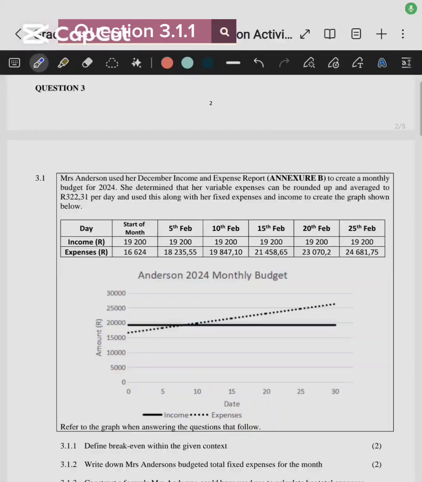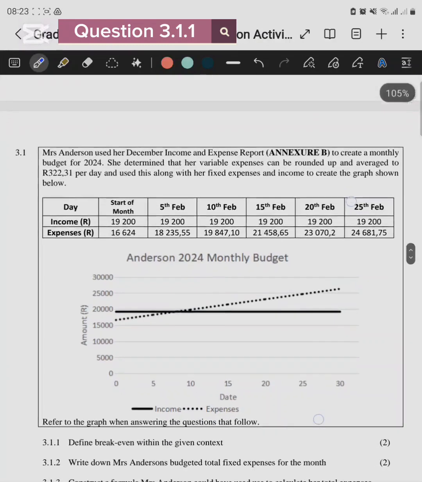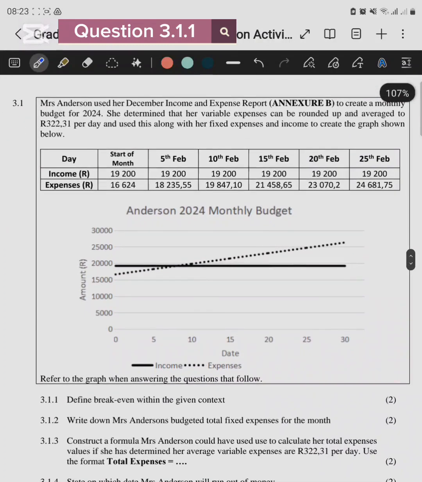Question 3 talks about Mrs. Anderson's budget and income and expenditure. We've got an income and expenditure report over here, and it gives you her income and then her expenses, and you can see her expenses kind of increased as the month went on. So the first one that we asked is define break-even point in the given context.